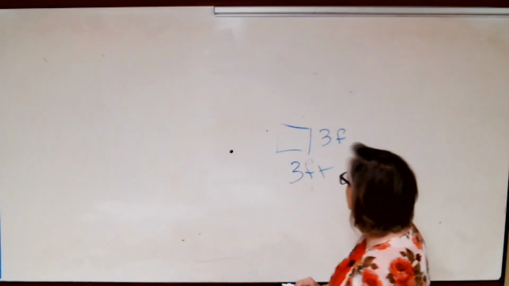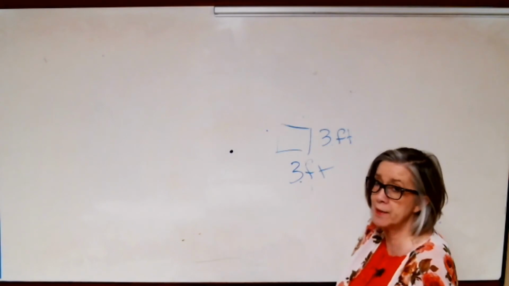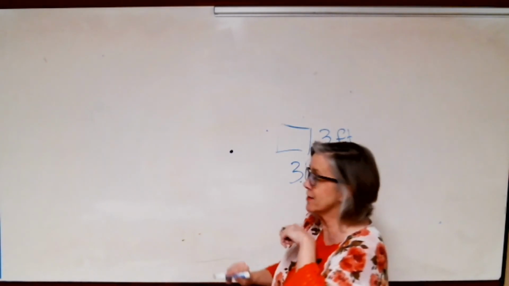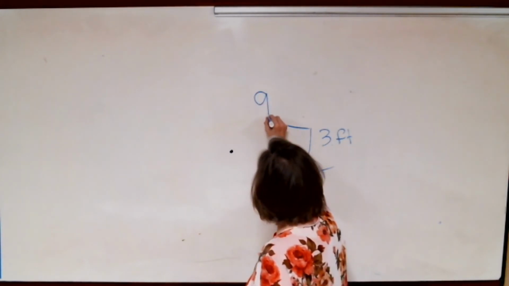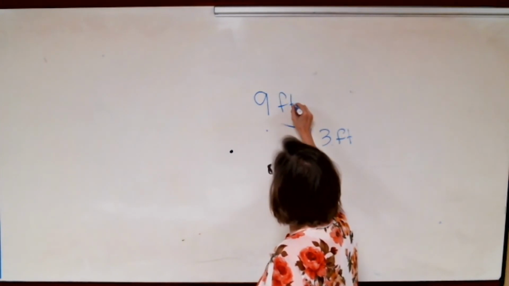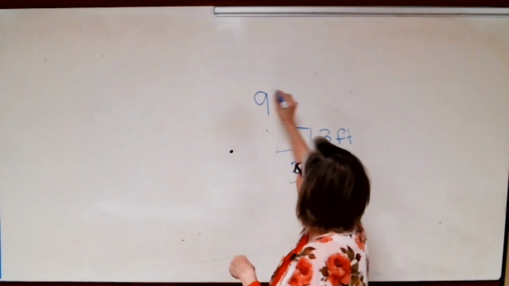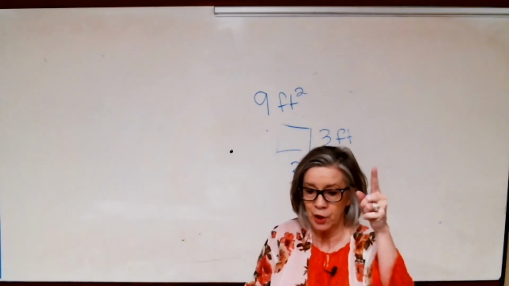So all you need to do is, it's still a multiplication problem. 3 times 3 is what? Right, it's 9. So you have 9 what? Feet what? Squared. Good job, girls.